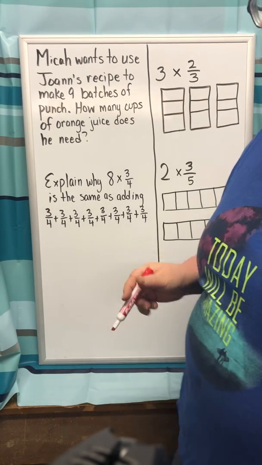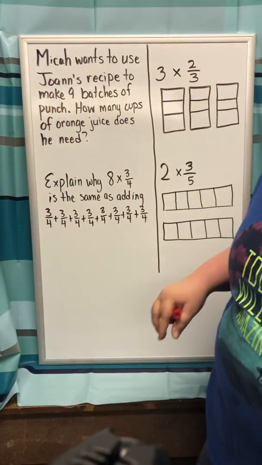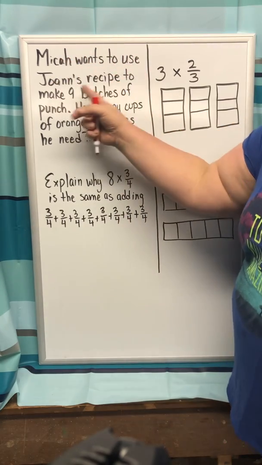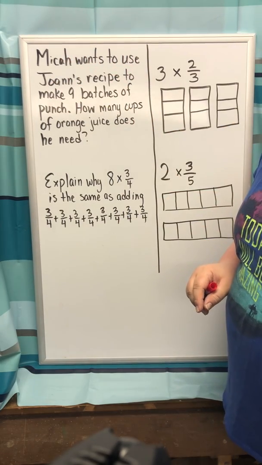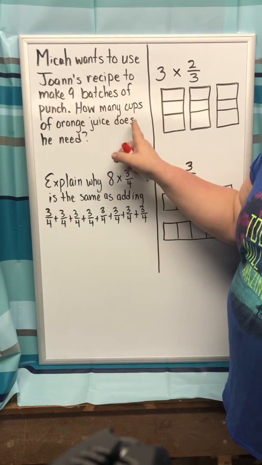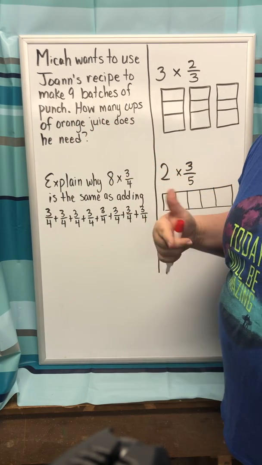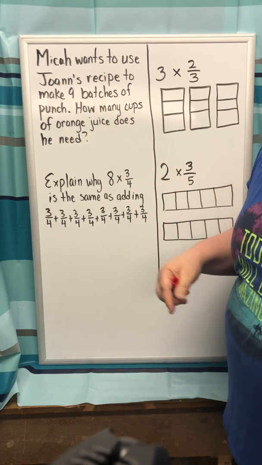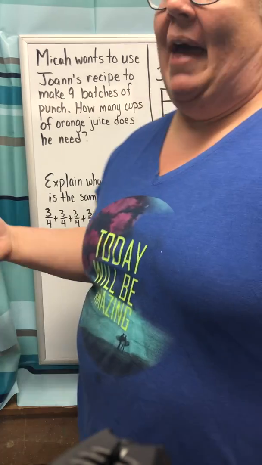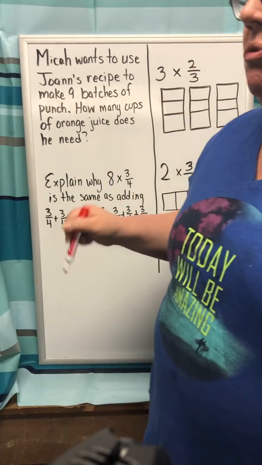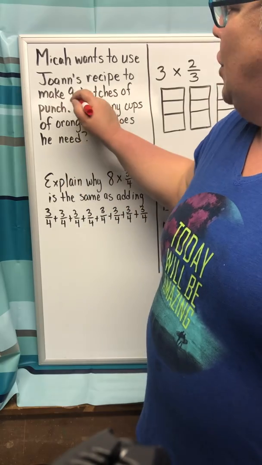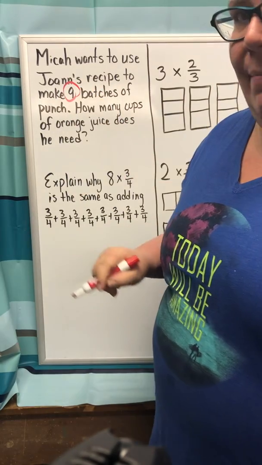Okay guys, I'm now on the guided practice on the top of page 459. And the first problem is Micah wants to use Joanne's recipe to make 9 batches of punch. How many cups of orange juice does he need? If you look back to the visual learning, her recipe called for 2/3 of a cup for each batch. So we know that he wants to make 9 batches.